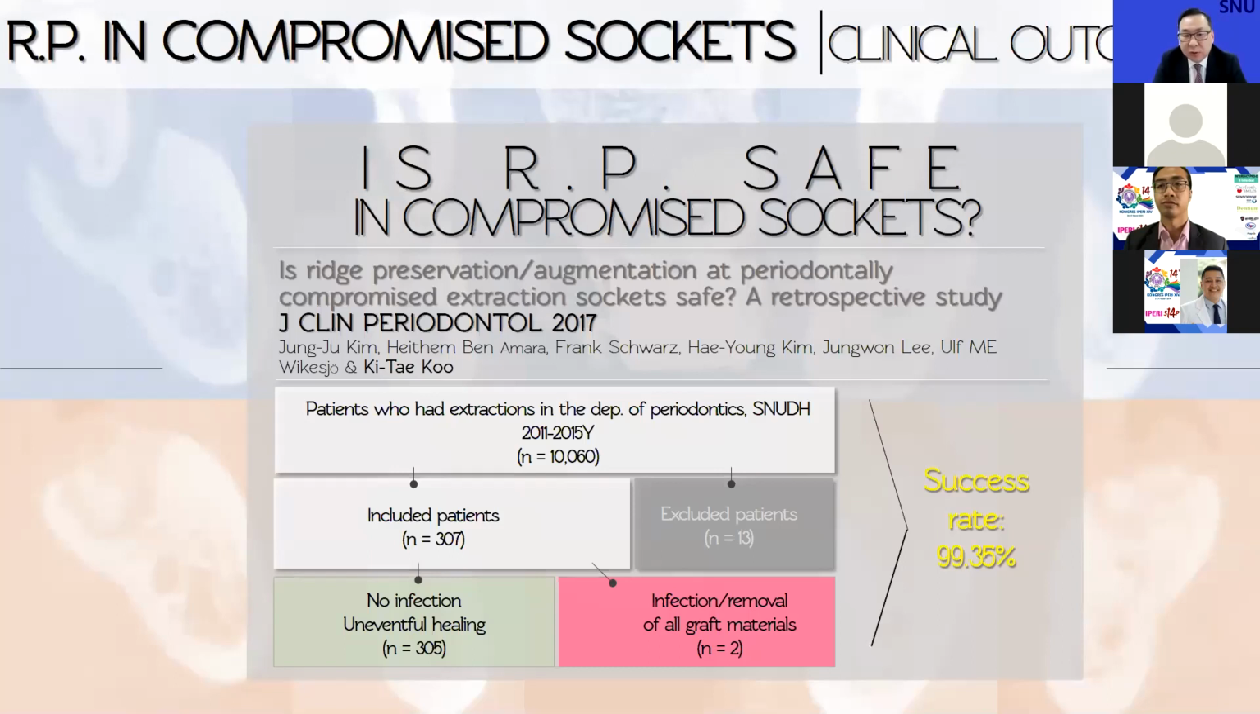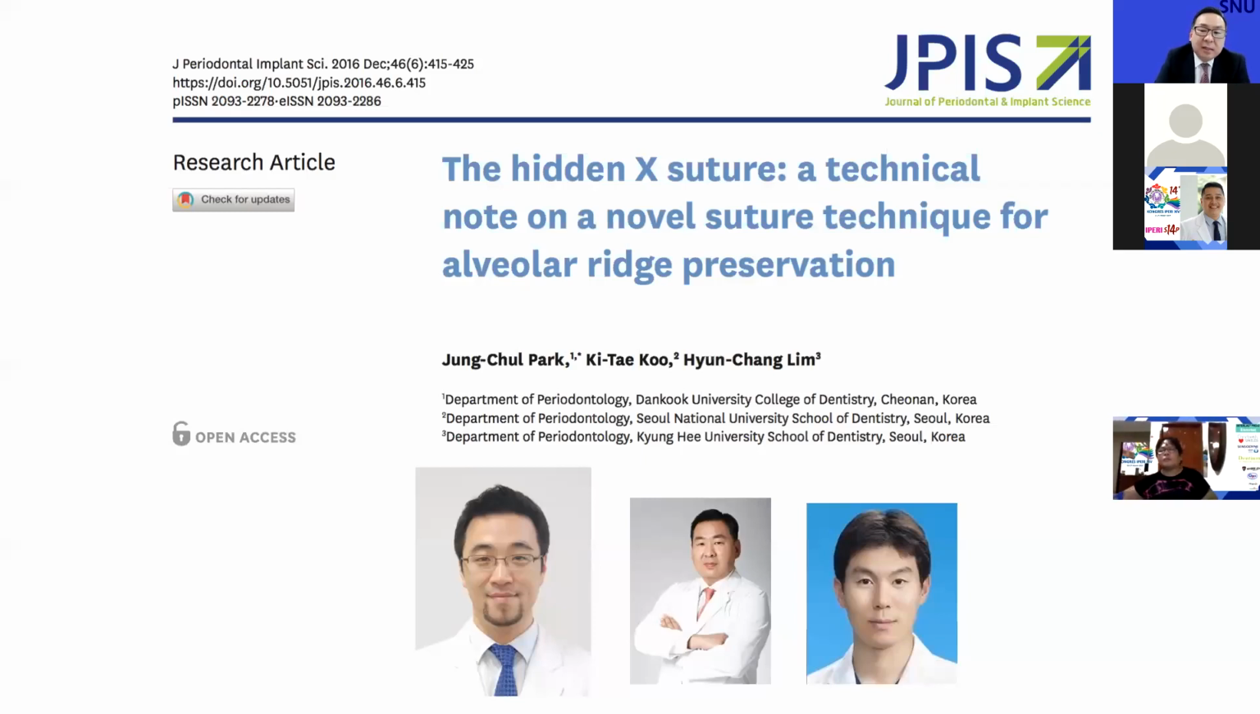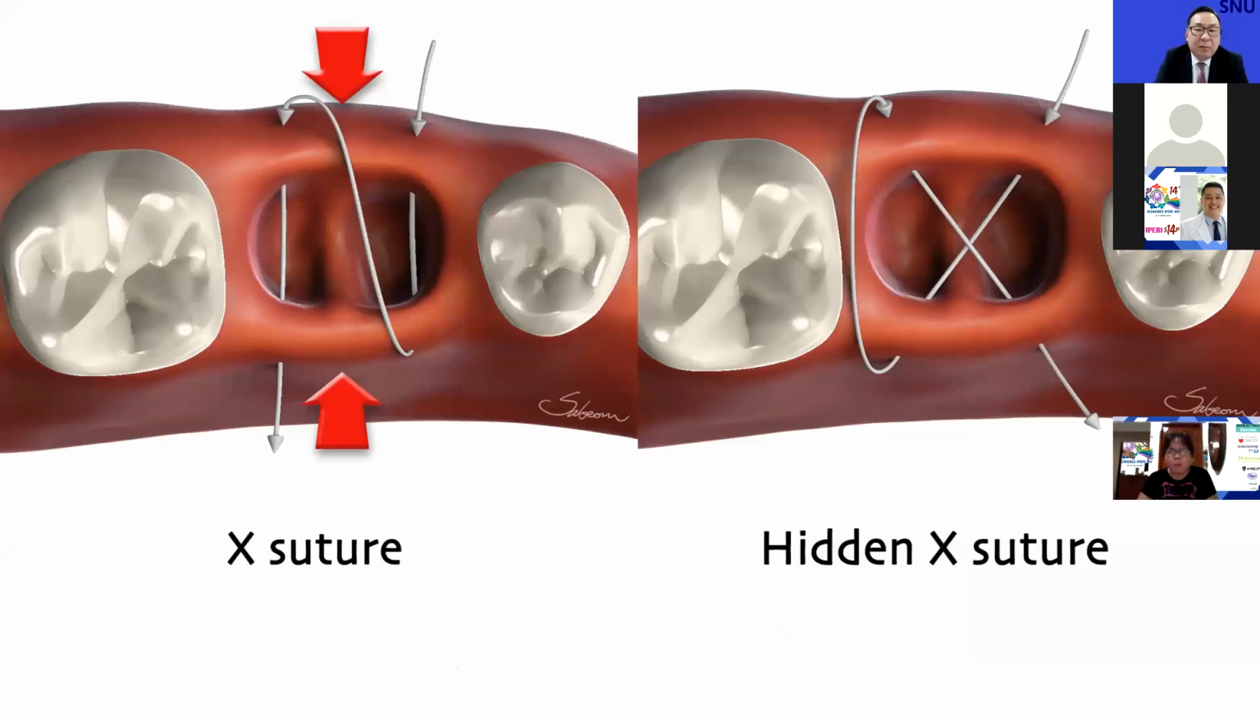Now we come to another study that was published in JPIS with Dr. J.C. Park, a good friend of mine. This is about the hidden neck suture. It is a clinical study comparing the efficacy of the hidden neck suture to the X suture. I just wanted to explain that the hidden neck suture is a type of suture that does not give tension to the opening of the extraction sockets, so it does not create tension in the middle area.